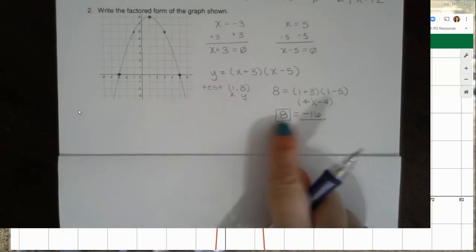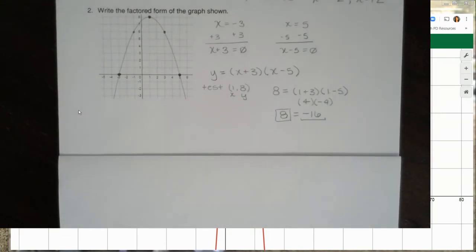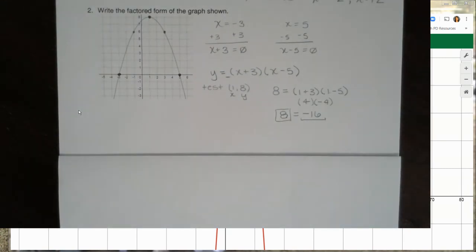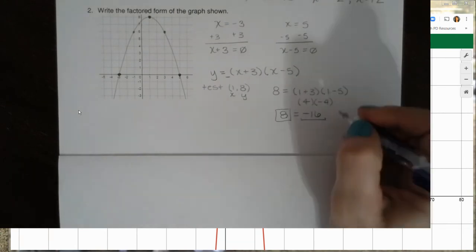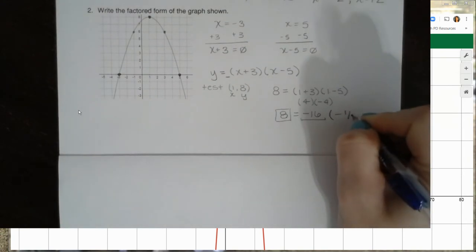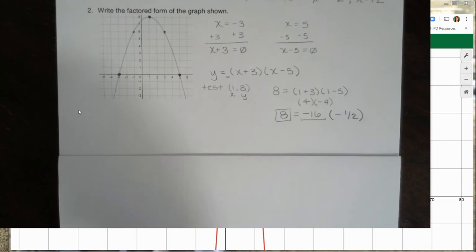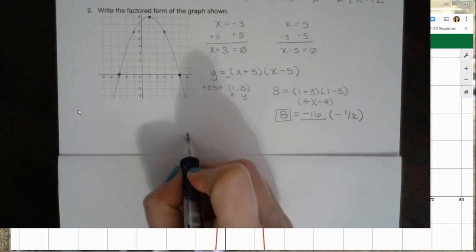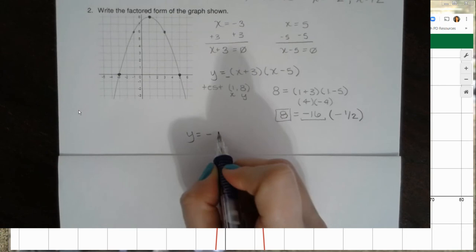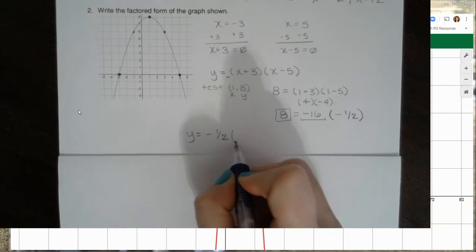The fact that these are not equal tells me that I am missing the greatest common factor that was out here in the front. So what do I have to do to negative 16 to make it equal to positive 8? Well, I have to multiply it by negative 1, and I also have to multiply it by 1/2. So I'm going to multiply this by negative 1/2, and that will get me 8. So that tells me that my equation is negative. Now you could put 0.5 or 1/2. You know that I don't love decimals, so I'm going to do 1/2.